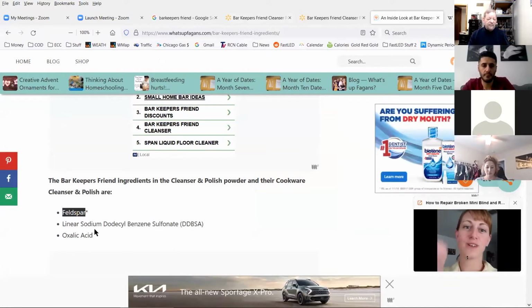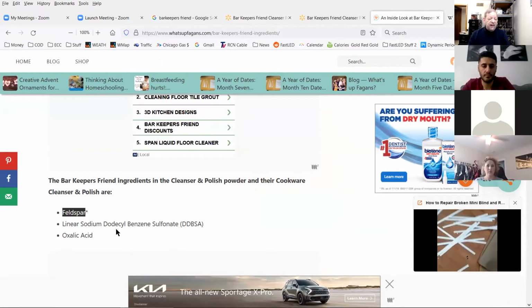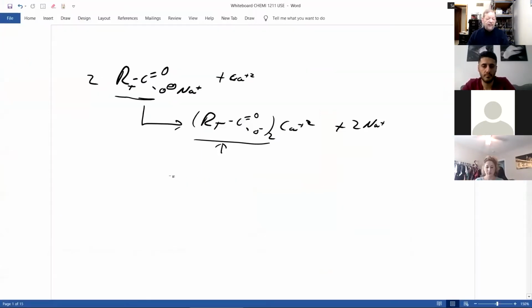And if you look here, feldspar, which is a mild abrasive, just something that's rough. But the two things are linear sodium dodecylbenzene sulfonate. That's just a soap. And this one, oxalic acid. And let's look at the whiteboard. What is oxalic acid? And this will not ever be on a test, but it will help you clean up things.